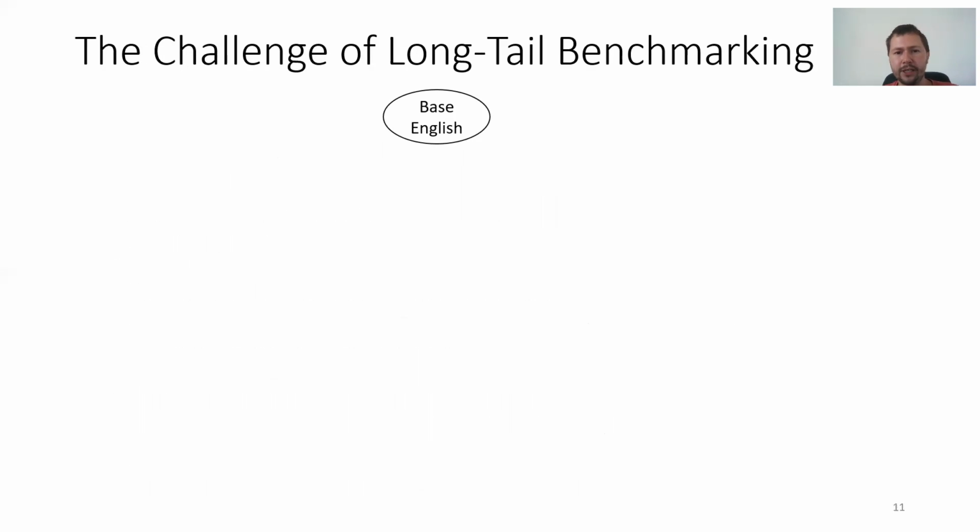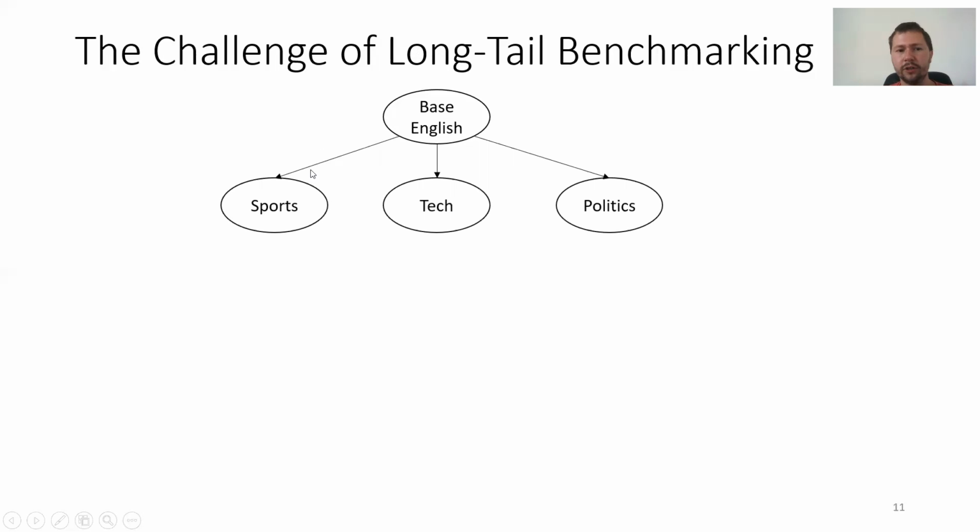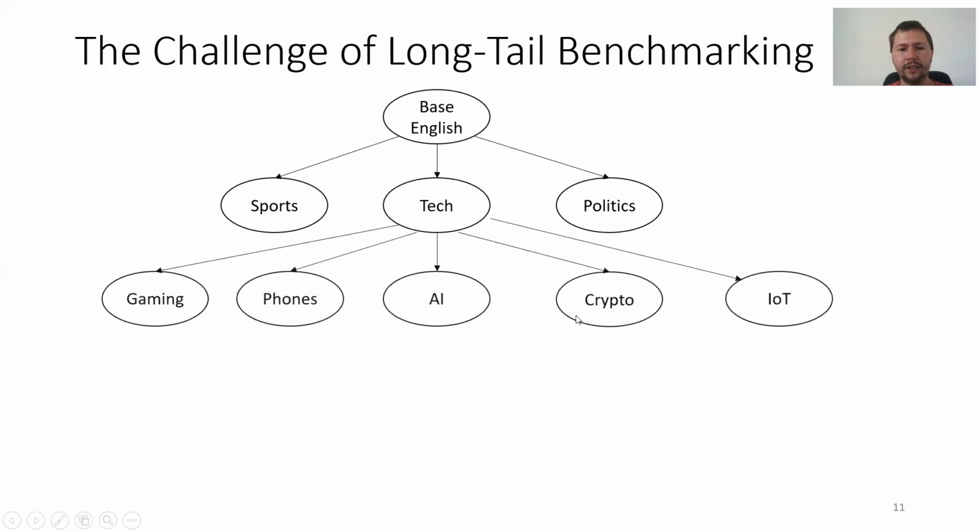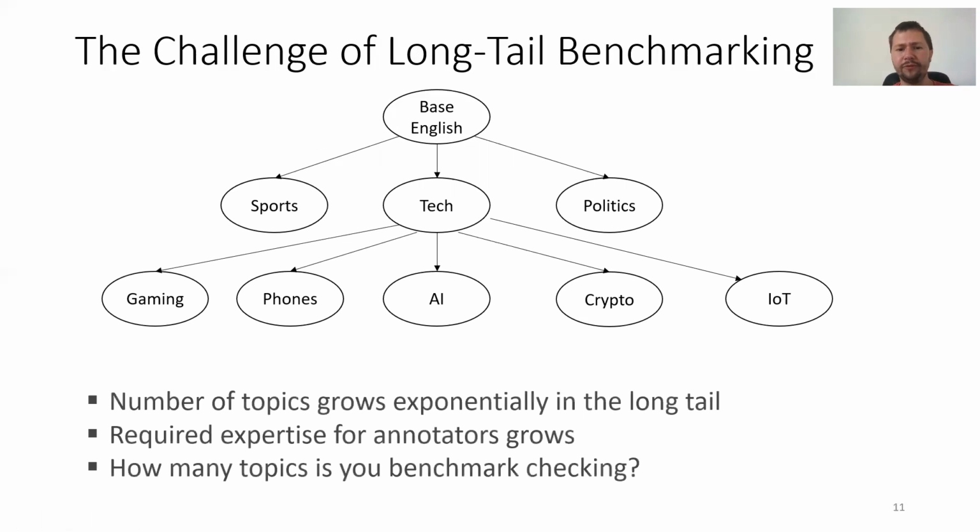So the challenge of the long tail benchmark is that there's not one long tail benchmark you can create, but there are a lot of different topics. If you start with the short head, you have base English, common English, like cat, dog, and so on. Then you have broader topics like sports, technology, politics. And then if you dive into one topic like technology, you have gaming, phones, AI, crypto, IoT. And the further you go down, the more specialized the topic gets, the more specialized annotators you need. And also the number of topics grows exponentially in the long tail.